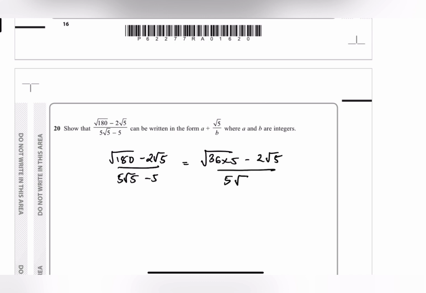Show that root 180 minus 2 root 5 over 5 root 5 minus 5 can be written in the form a plus root 5 over b, where a and b are integers. So what you can do is root 180 minus 2 root 5 over 5 root 5 minus 5. You can rewrite this as root 36 times 5 minus 2 root 5 over 5 root 5 minus 5. So you can take root 36 outside, which is 6. So you can say 6 root 5 minus 2 root 5 over 5 root 5 minus 5.